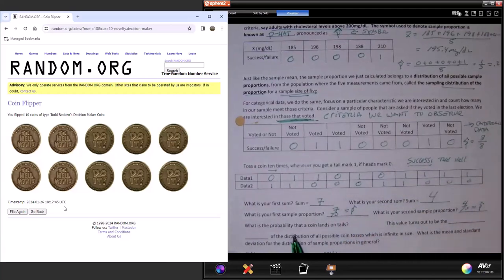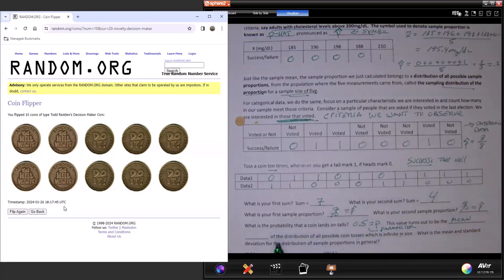What is the probability that a coin lands on tails? Well, I'm assuming this is a fair coin, so 50%. So this value turns out to be what? Well, the mean, this value, which we're now going to call p. And this is a parameter. The mean of the distribution of all possible coin tosses, which is infinite in size.